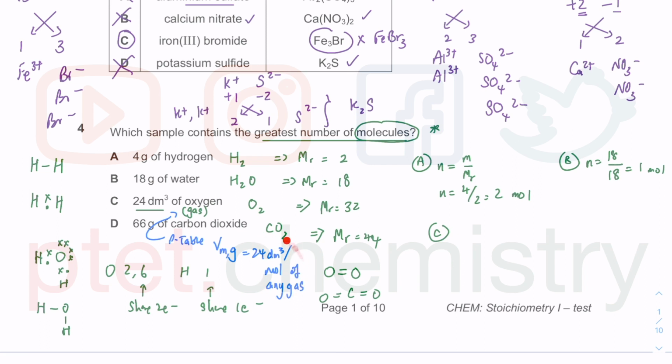Okay, so this is given for free, but you must know it in your calculation that at room temperature and pressure, the mole of a gas is going to be the volume of the gas in dm cube divided by the molar volume in dm cube per mole, which is 24. That gives you 1 mole of oxygen gas. Next up, I have the mole of CO2, so 66 over 44. So there's 3 over 2, that's 1.5 mole.